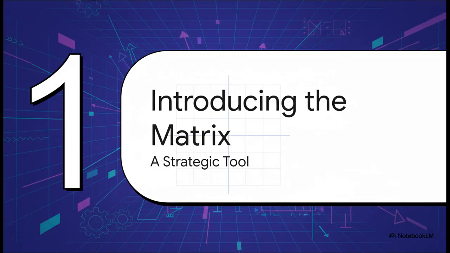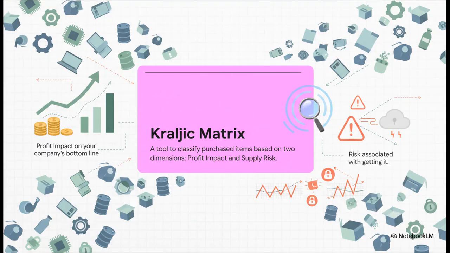All right, let's kick things off by introducing the Kraljic Matrix. We're going to look at what the strategic tool for procurement is all about. Okay, so at its heart, the Kraljic Matrix is basically a sorting tool. I mean, think about it. Your company buys thousands of different things, right? How on earth do you decide which ones need your full attention? Well, this matrix helps you do exactly that. It sorts everything you buy based on two really simple but critical dimensions: profit impact and supply risk.